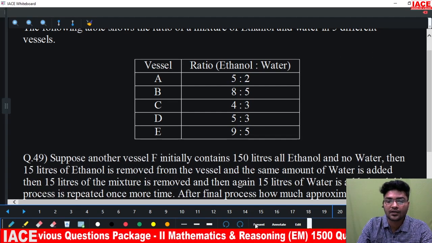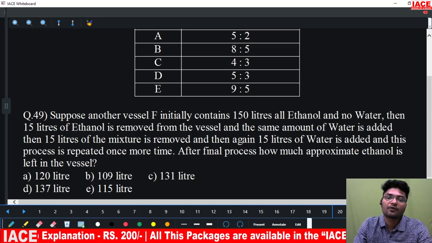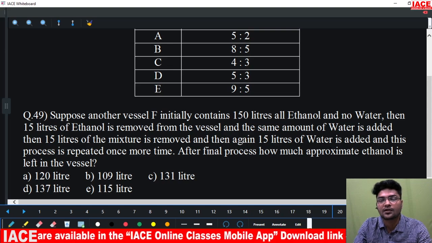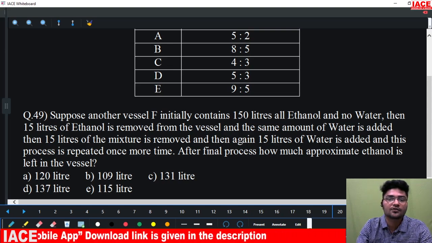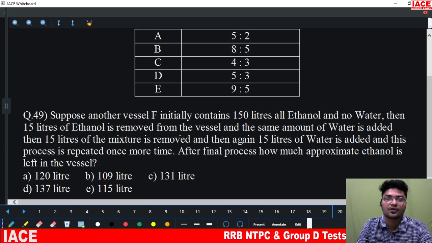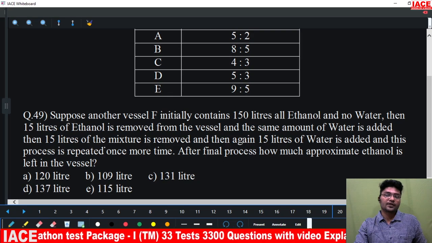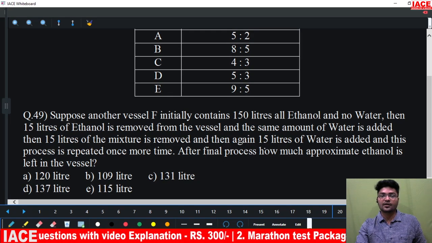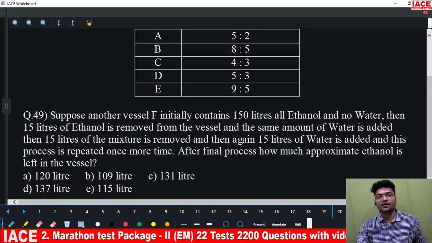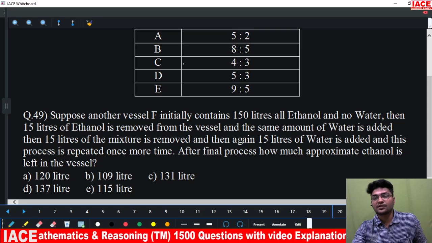Suppose another vessel F initially contains 150 liters, all ethanol and no water. Then 15 liters of ethanol is removed from the vessel and the same amount of water is added. Then 15 liters of this mixture is removed again and then 15 liters of water is added. And this process is repeated one more time. This process is done 3 times.